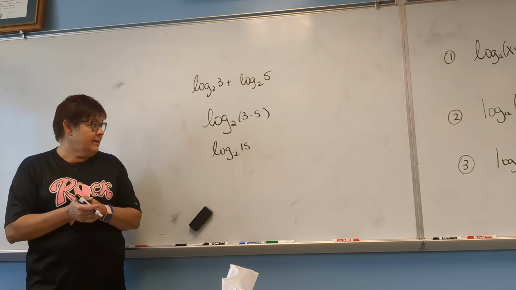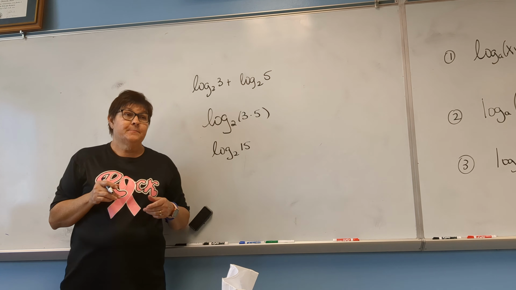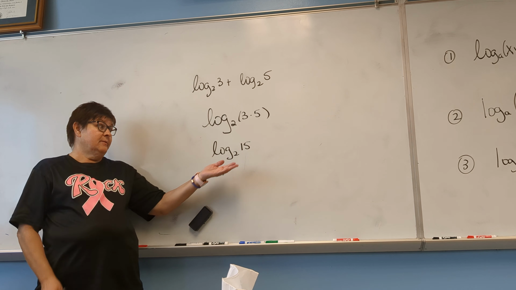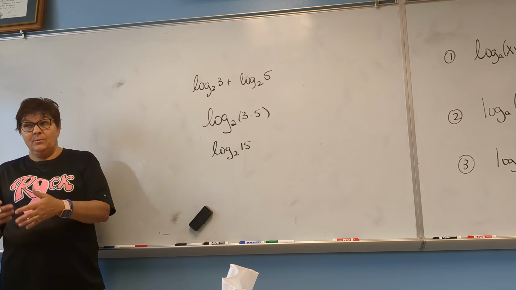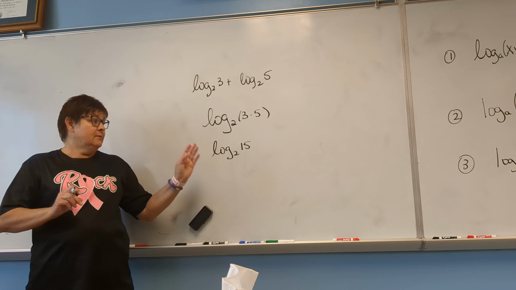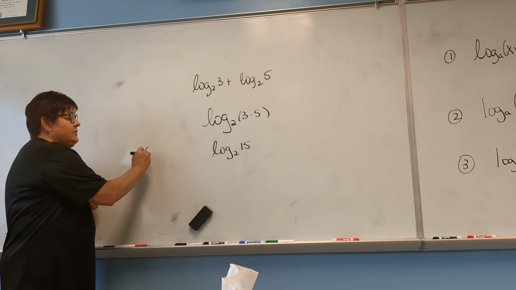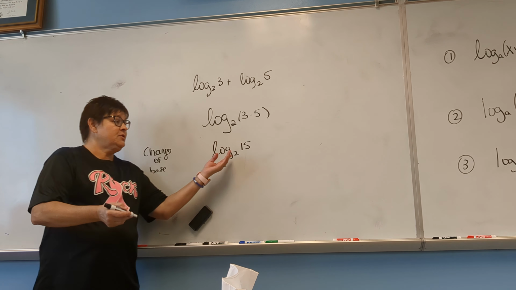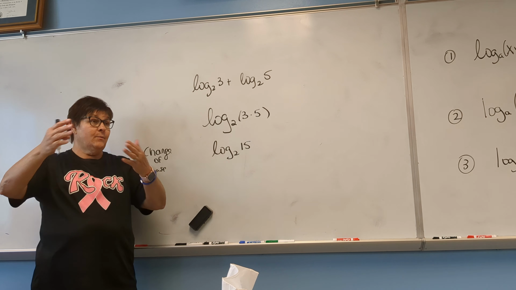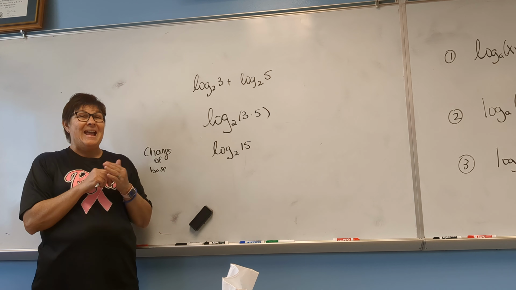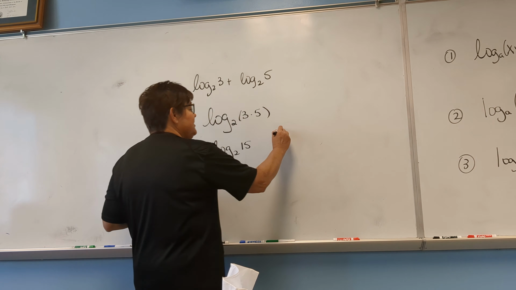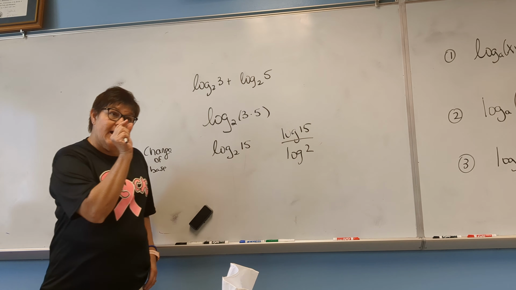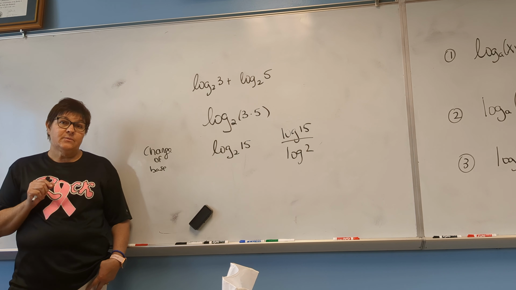How would you go about solving? Plug it in. You would probably plug this in your calculator, right? You Casio people would literally plug this in. Us TI people would do log of 15 divided by log of 2, which is what we refer to as the change of base, because our base here is 2, and the TI does not understand anything but base 10. So when I change it to log of 15 divided by log of 2, my new base, the little guy, would be 10.